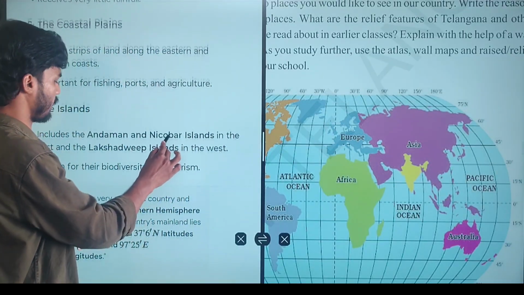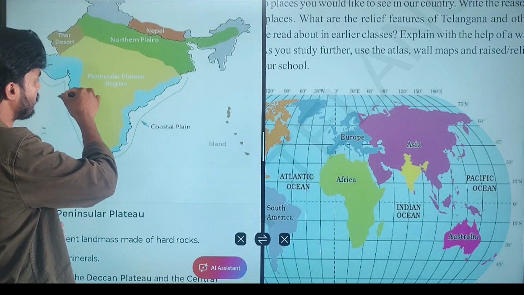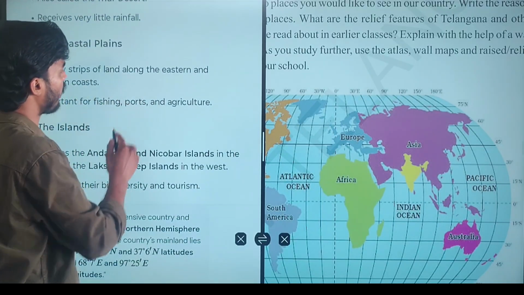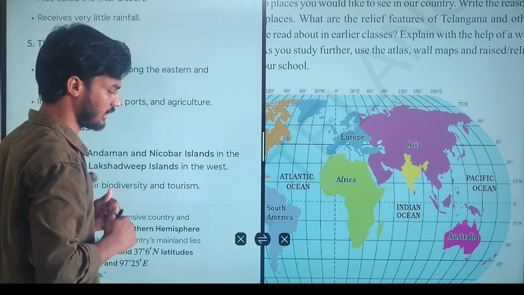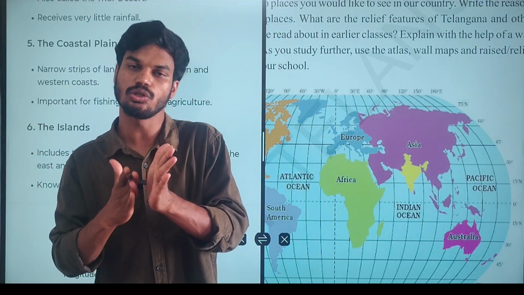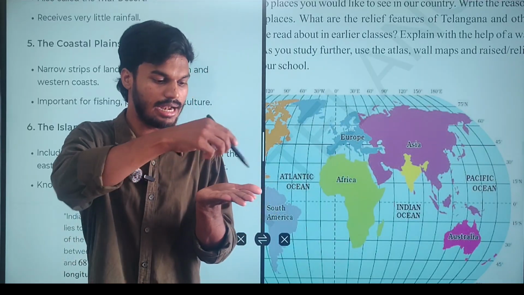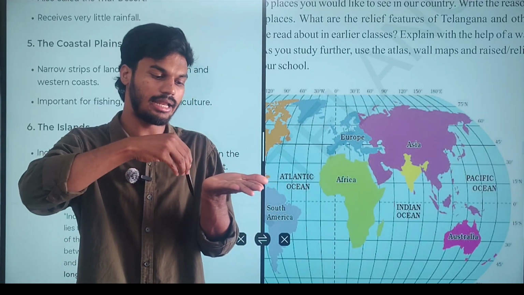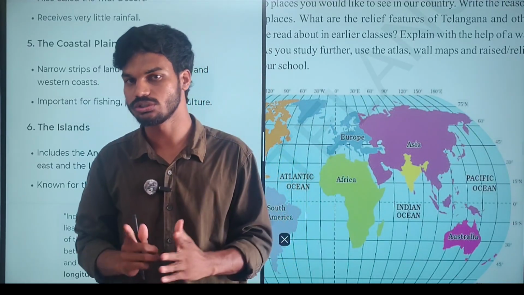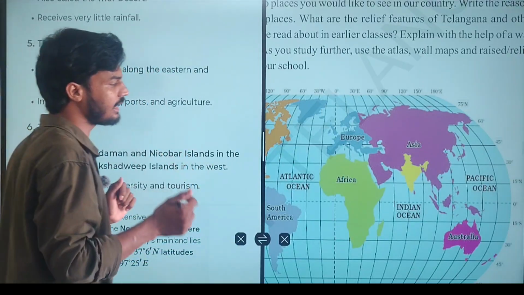Next, coming to the coastal plains. I showed you on the map, these are the coastal plains, on the western and eastern sides. They are narrow strips of land along the eastern and western sides. Simply, a coastal plain means land which is attached to a water body, in the form of seas or oceans. Imagine a land area; one side of this land area is attached to water, and that is what we know as coastal areas. So in our India, it is the western side and the eastern side.